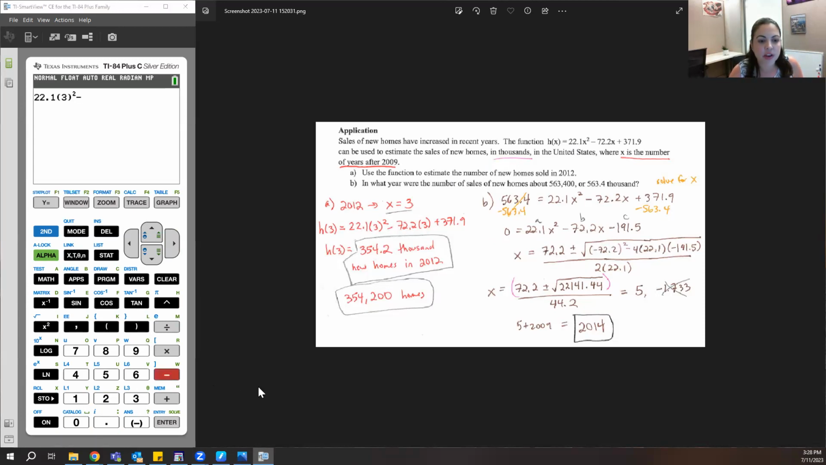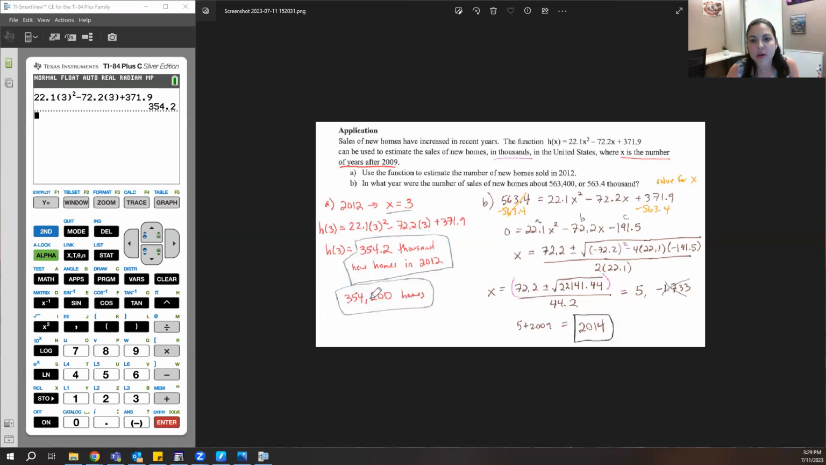So make sure that you're not confusing the minus and the negative. This button under the 3, that's a negative sign, not a subtraction sign. So I'm doing minus and then 72.2 times 3 and then plus 371.9. And so press enter, and that gives me this answer that I got for part A, which was the number of new homes sold in 2012. And again, that number was in thousands.